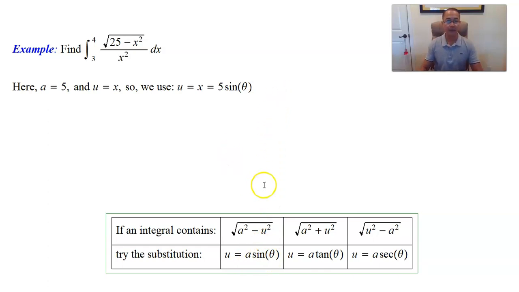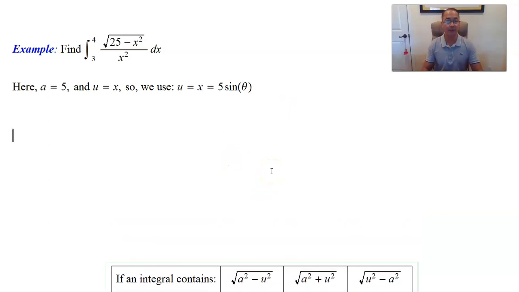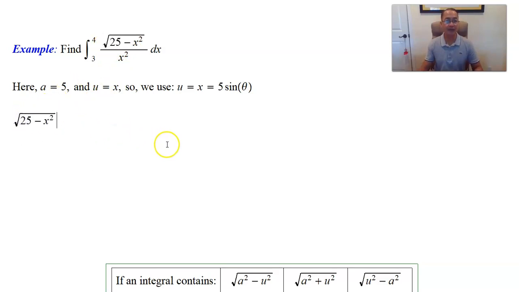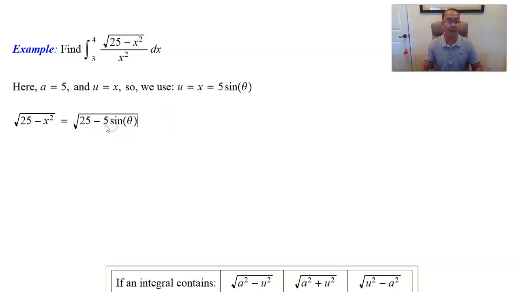All right, so we don't need that table anymore. We'll just let it scroll down as we get more space. So let's work on the radical. Who is radical 25 minus x squared? And why does all of this work? So x is 5 sine theta, so we're going to get 25 sine squared theta when we square that.